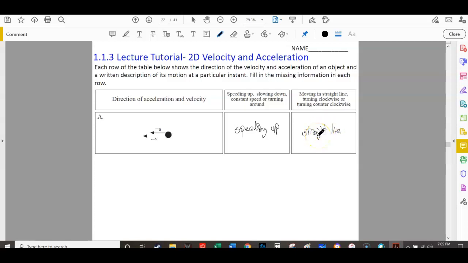So what I want you to do is try to get as far as you can in this lecture tutorial, and you're going to categorize these as speeding up, slowing down, constant velocity, or turning around here, and straight line, turning clockwise, turning counterclockwise here. Okay, and if you've got those two categorizations, then you should draw the velocity vectors and accelerations here. So there's quite a few you could get done there.